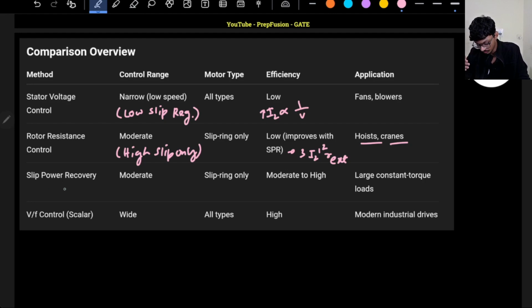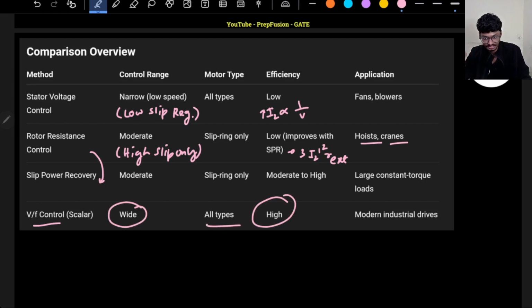Then of course, the modified version of this is the slip power recovery. I'm not discussing that. Then we can use the V by F control. We will get a very wide range of speed control. All types of motor can be used, and efficiency will be higher because here we're not adding any external resistance, and current is not increasing very highly because the flux is constant. So this is actually used in most cases, mostly used. This is the most important one that modern industrial drives use.